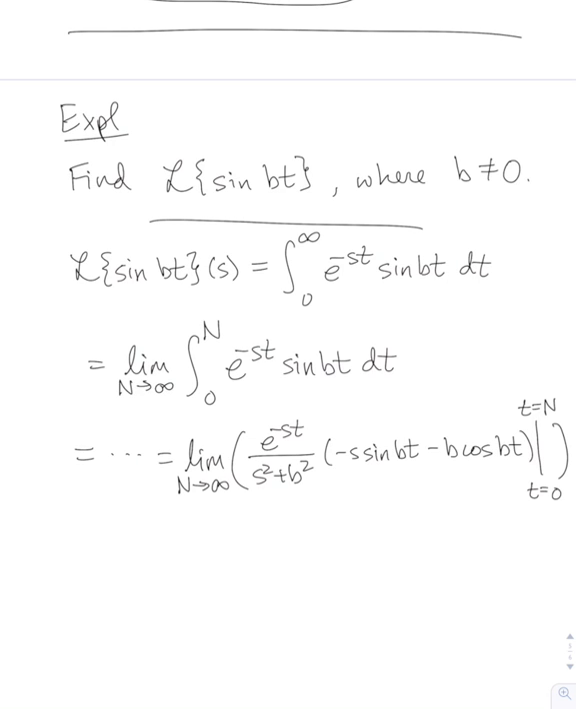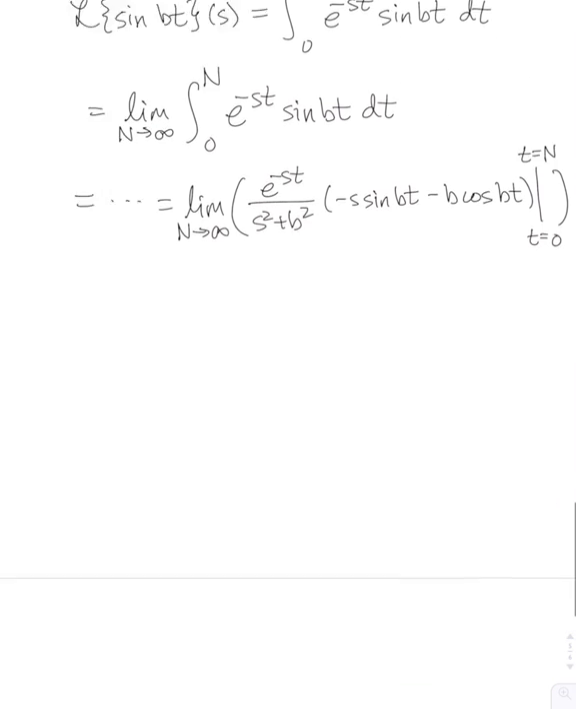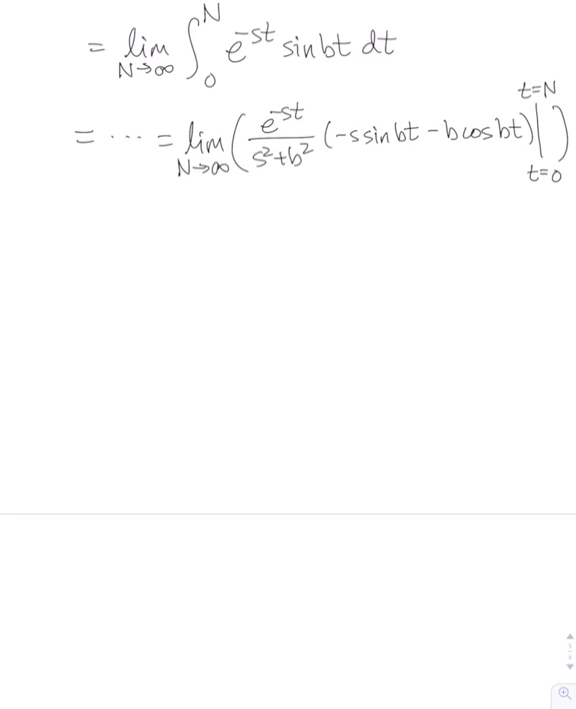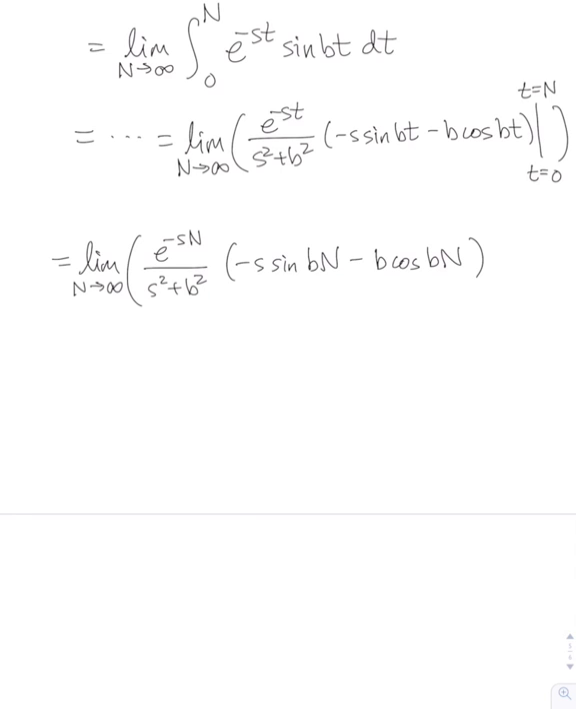So we're here. We've got our antiderivative through a whole bunch of work that I've omitted, and now we need to evaluate it at t equals n and t equals 0. So let's scroll this up. I have the limit as n goes to infinity of e to the negative sn over s squared plus b squared times negative s times the sine of bn minus b times the cosine of bn, minus what I get when I plug in t equals 0.